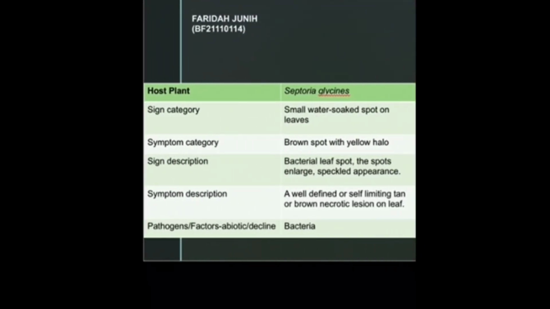The spots enlarge and have a speckle appearance on the diseased plant. And the symptom description is a well-defined or self-limiting tan or brown necrotic lesion on the leaf. The pathogen that causes this diseased plant is bacteria.